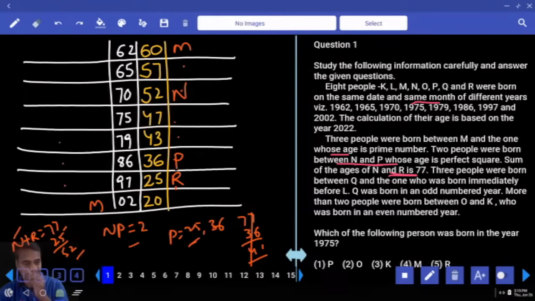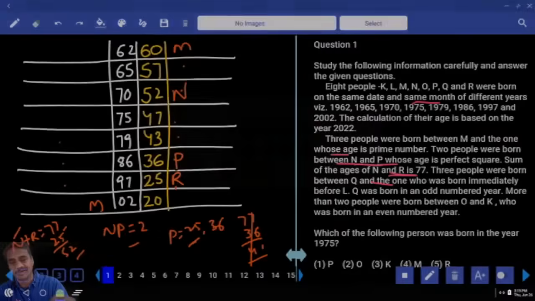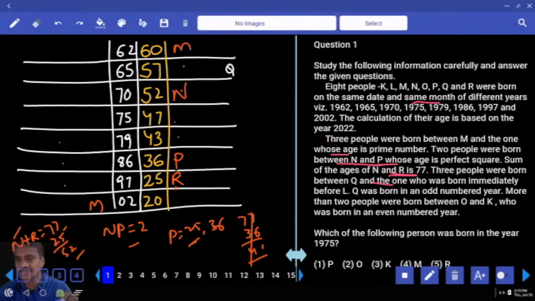Now we have done with this information, and three people between Q and the one who was born immediately before L. Between Q and the one who was born immediately before L, how many people? Three people. Now can we have Q at this place? Now 1, 2, 3, L must be here. Clear? Sorry, L must be here. Immediately before this L and Q, there must be exactly three people. Hence Q cannot be at this place.